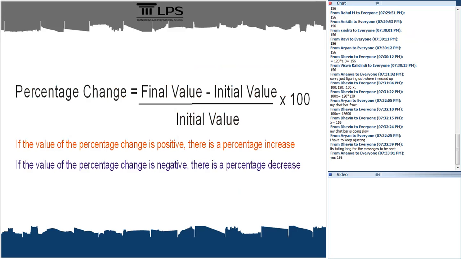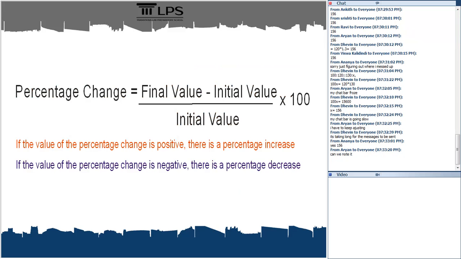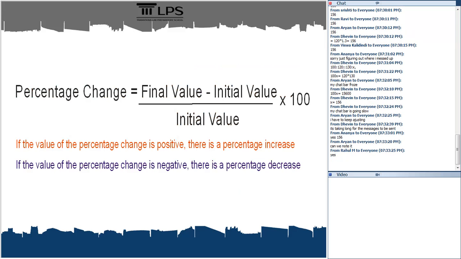That's again an important formula that one needs to know. Yeah, Ananya, thank you. Let's move to the next slide. Percentage change is final value minus initial value upon the initial value multiplied by 100. Okay, that's the formula for percentage change.